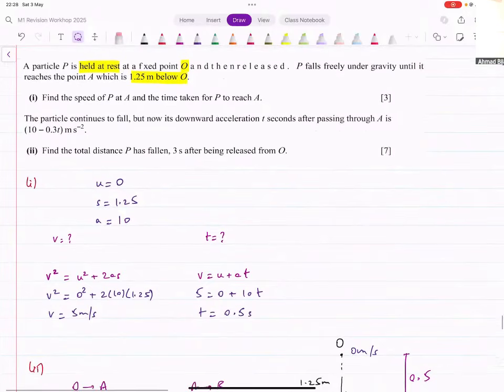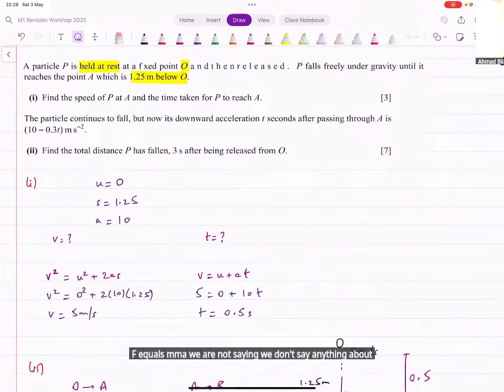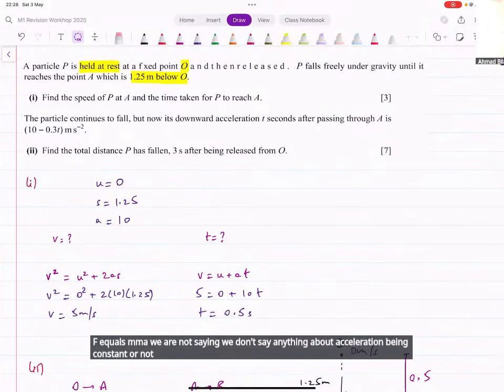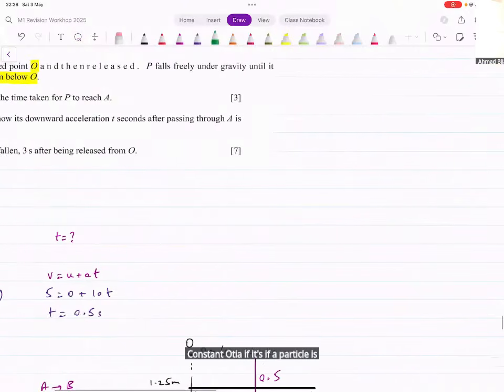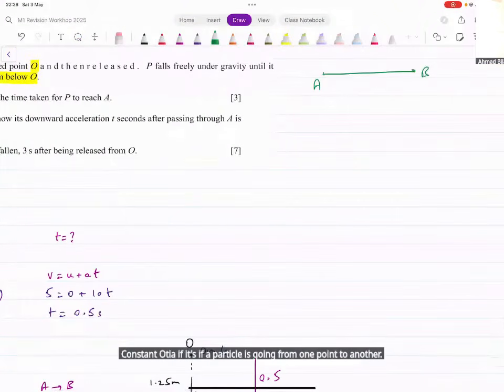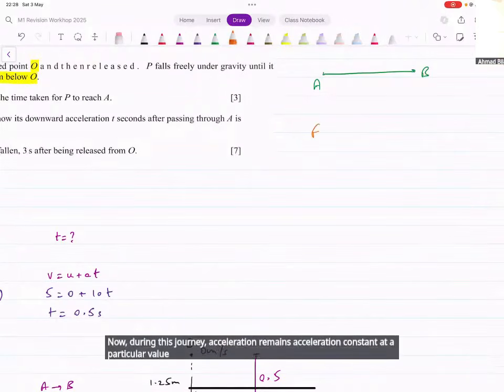F equals ma, we don't say anything about acceleration being constant or not. F equals ma is used at a particular point. At a point, the acceleration can be anything. It is constant if a particle is going from one point to another. Now during this journey, acceleration remains constant at a particular value. But F equals ma is generally used at a particular point.